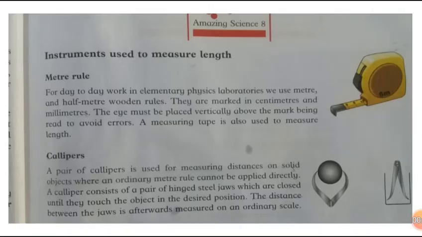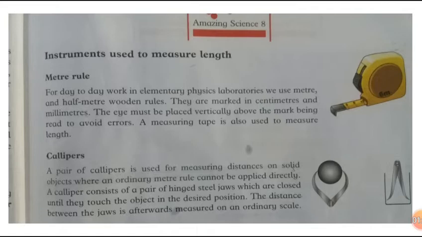And we use some instruments to measure length. First is the meter rule, for day-to-day work in elementary physics laboratories. We use a meter and half meter wooden rule. They are marked in centimeters and millimeters. And the second is calipers.